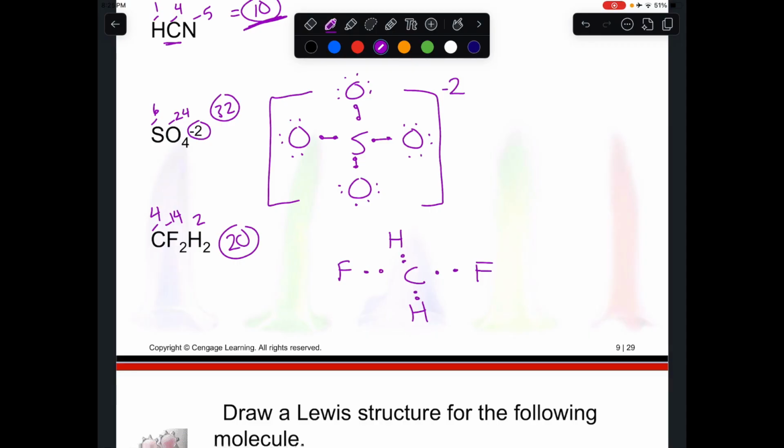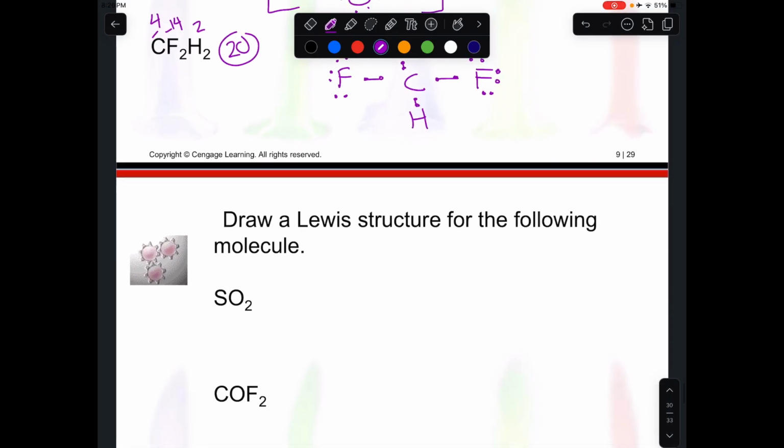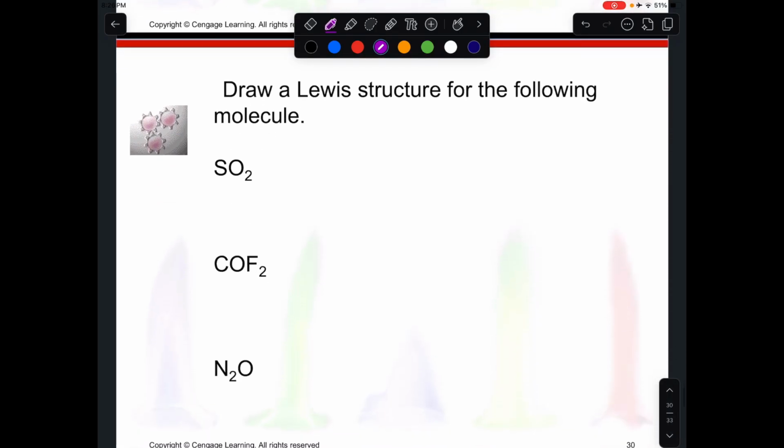2, 3, 4, 5, 6, 7, 8. Hydrogens don't need anything else, so we're going to go ahead and fill in the outers. Okay. And then we do a quick count. Fluorine has all the bonds it needs. Carbon has all the bonds it needs, and we are done. Okay, so it looks a little bit weird, but remember, hydrogen's so small it can really only fit one bond. We're going to keep going with some more examples here.